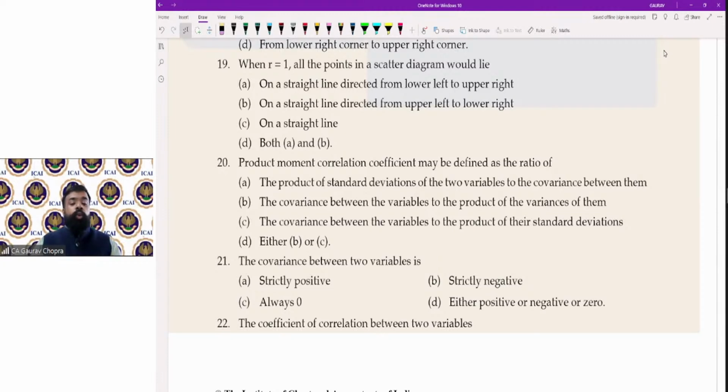19. If R is equal to 1, then all points in a scatter diagram would lie from lower left to upper right, because the value of R is positive, so it is upward sloping.